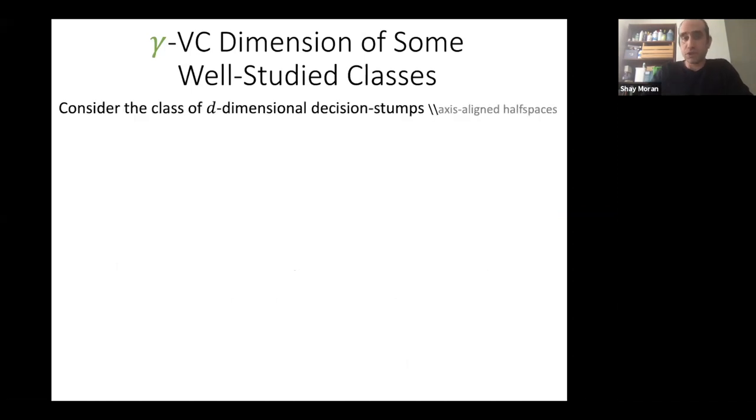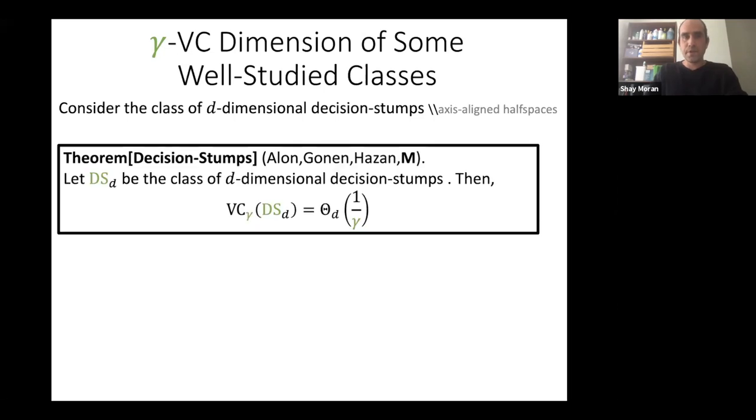The second class whose gamma VC dimension I want to discuss is decision stumps. So these are axis-aligned half spaces. Here the VC dimension is just log D. This class is, I think, popular in the context of boosting. Here the gamma VC dimension is not as good, right? It's only linear in 1/gamma.